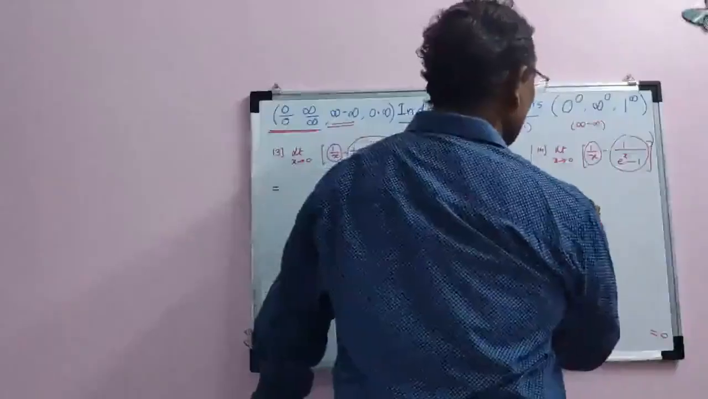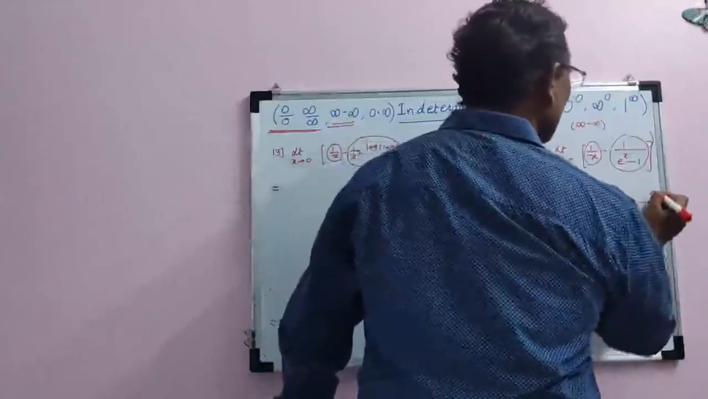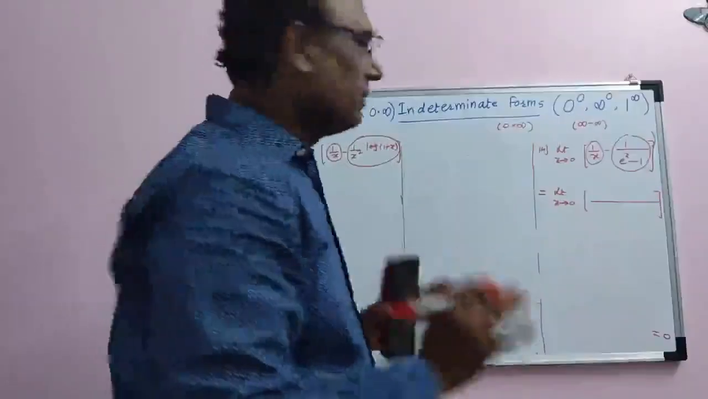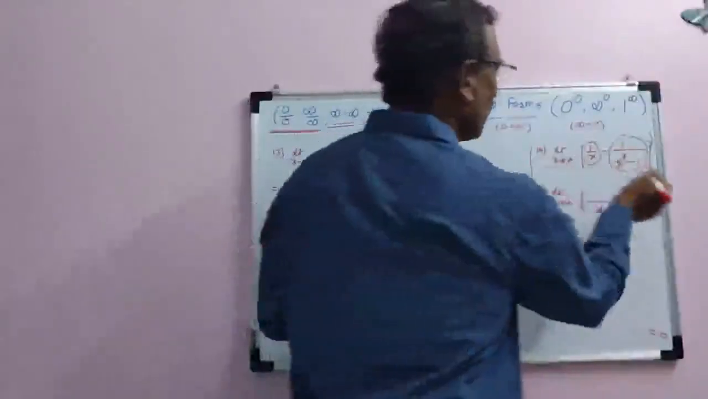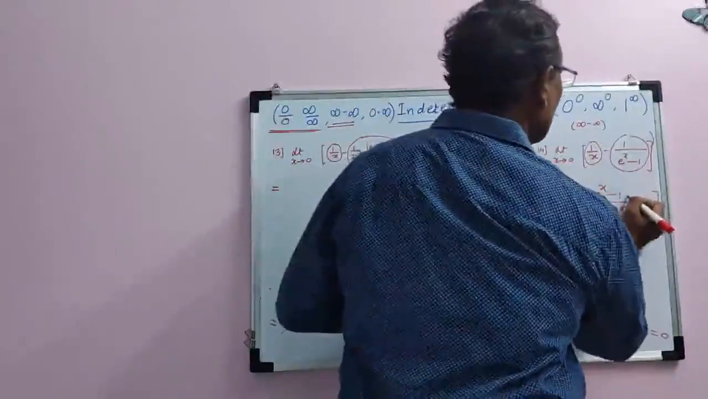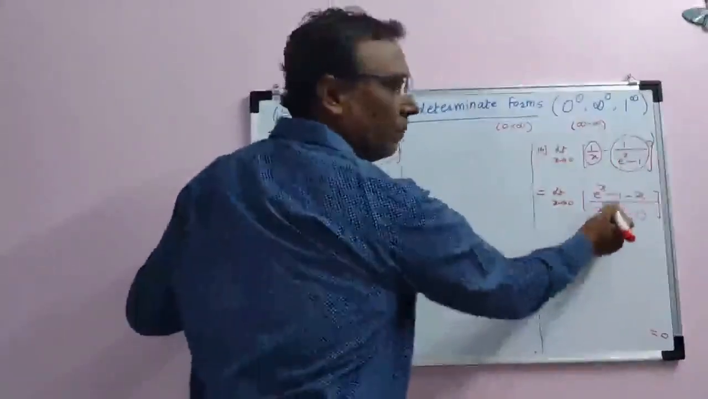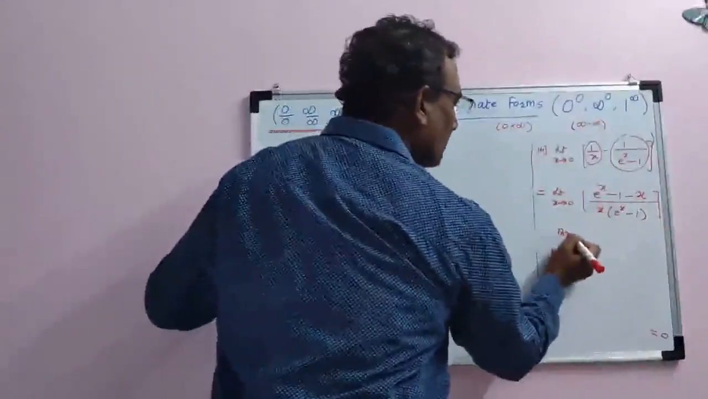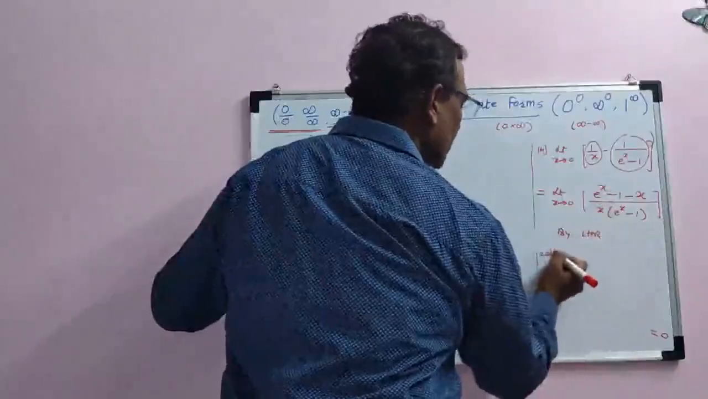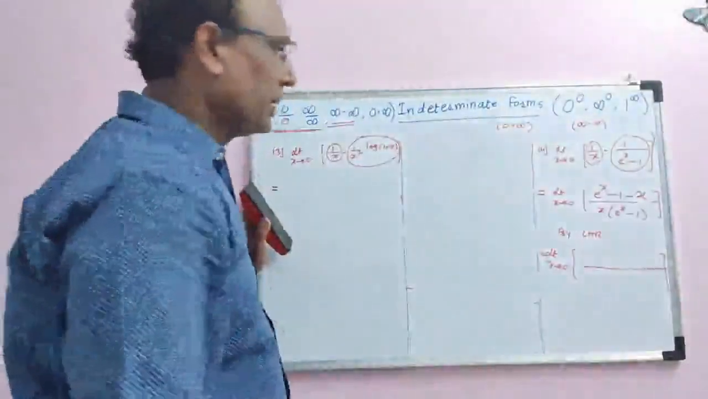Limit x tends to 0. In infinity minus infinity form, what we have to do? Compulsorily we have to take LCM. Therefore, cross multiply, 1 into this minus x into 1 by. Now, this is 0 by 0 form. You can check it. By L'Hospital rule, limit x tends to 0, take derivative of denominator and numerator separately.